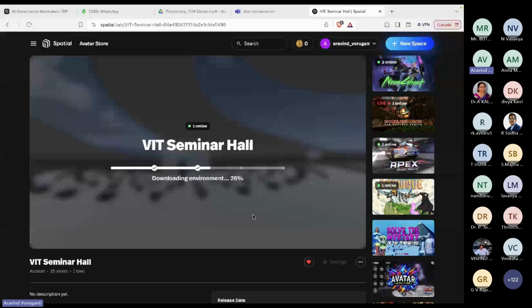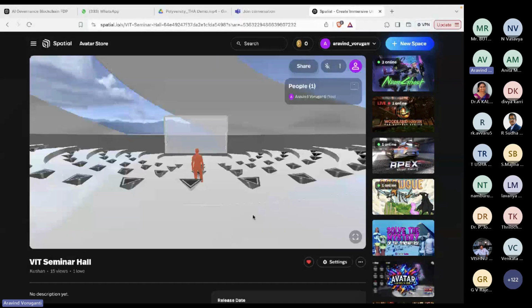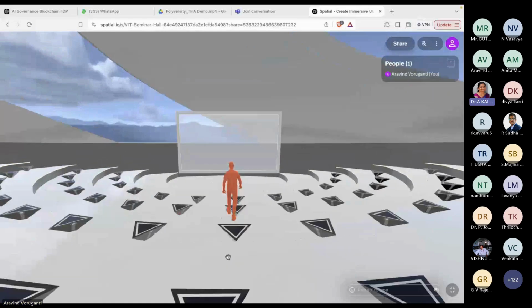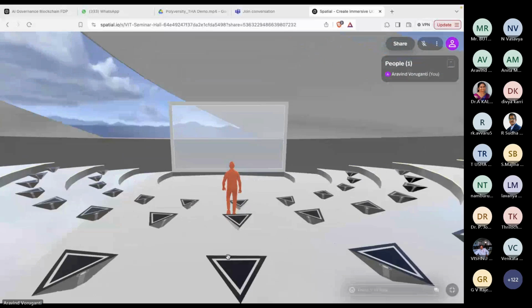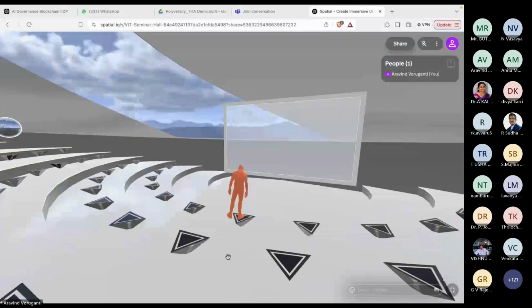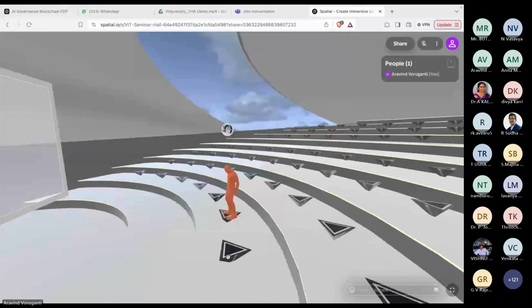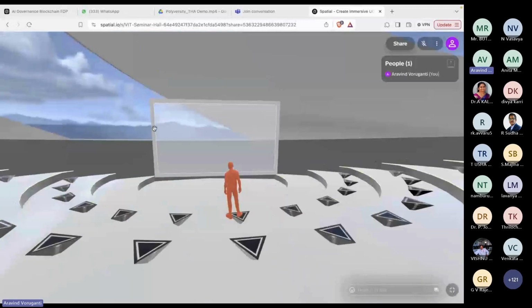So this Spatial.io is a browser-based, what should I say, metaverse. So you can see here. This screen is something where you can actually broadcast a presentation, Anita ma'am. So you are actually adding some perspective, some peers in the classroom, and some engaging environment.